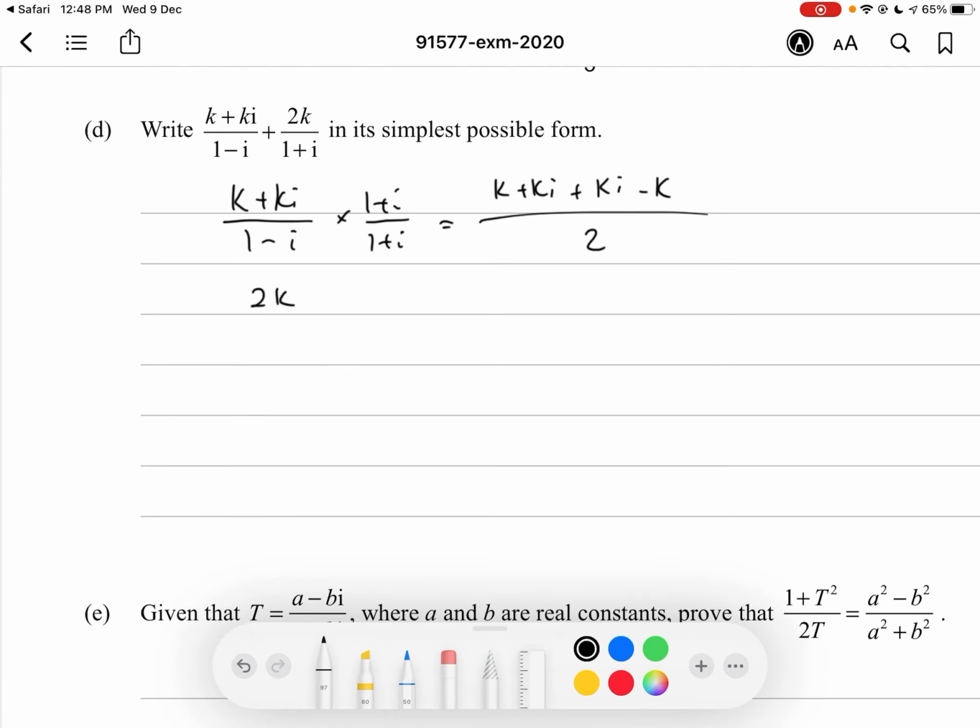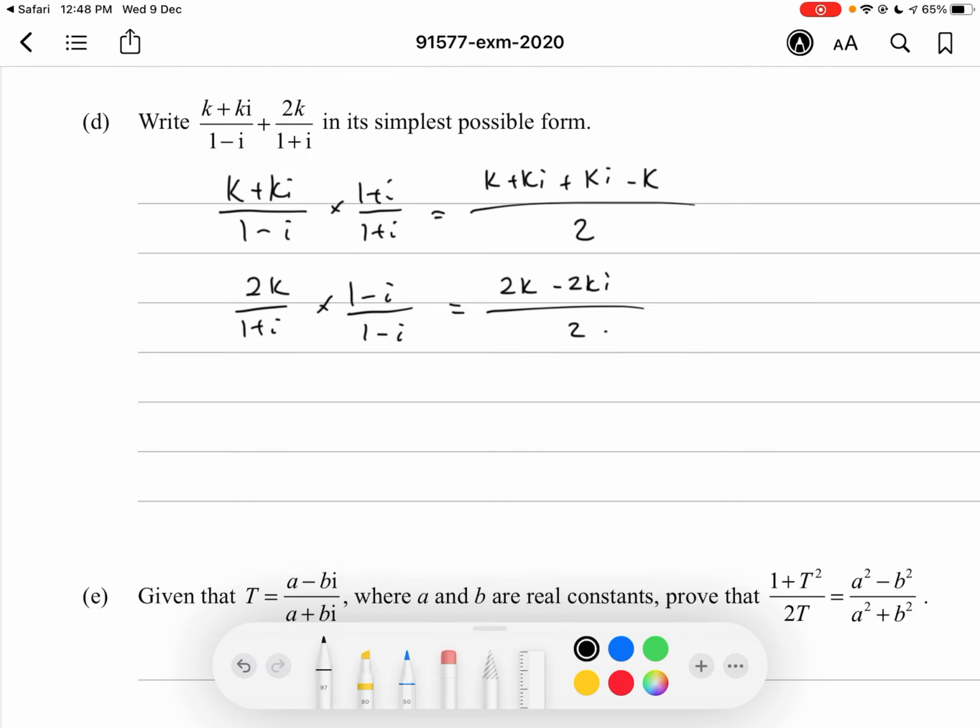Okay, for 2k/(1 + i), we can multiply by the conjugate, so (1 − i)/(1 − i). This will give us (2k − 2ki) all over 2. Alright, so in this case, we'll have 2ki/2 + (2k − 2ki)/2. If we simplify this a little bit, we'll have ki + k − ki. So ki and −ki will cancel each other out, and this will give us just an answer of k.